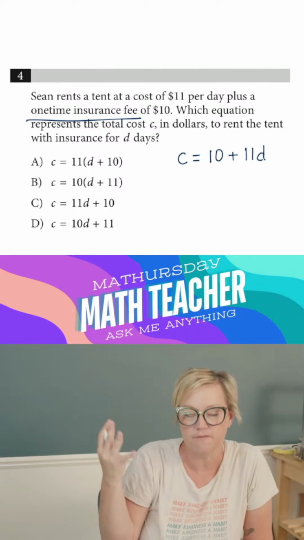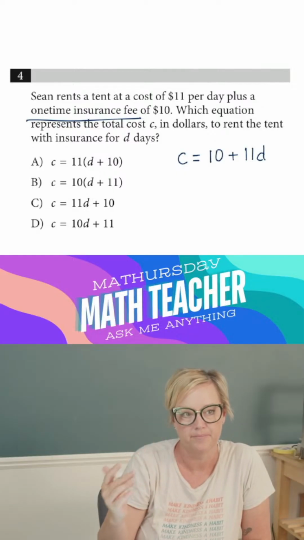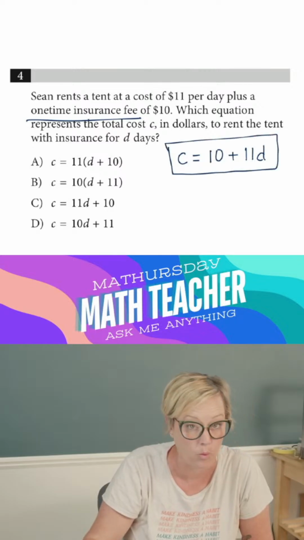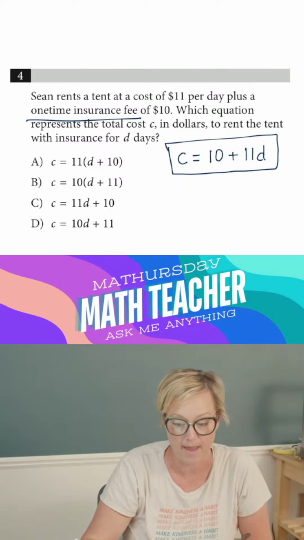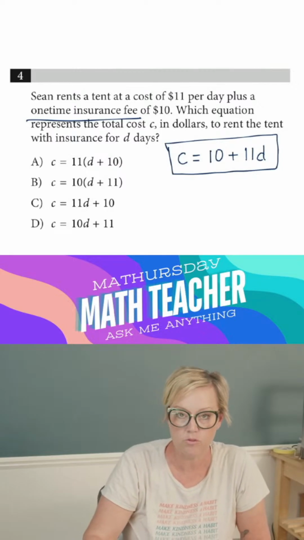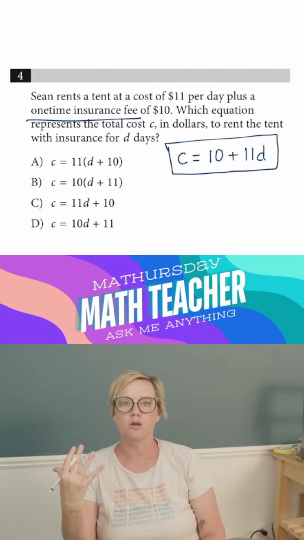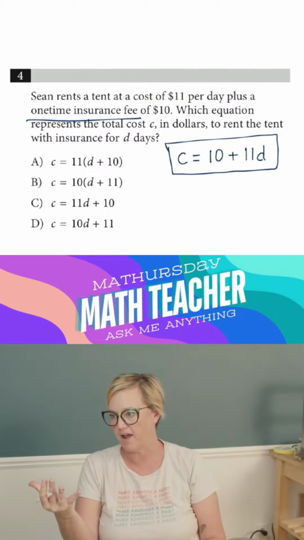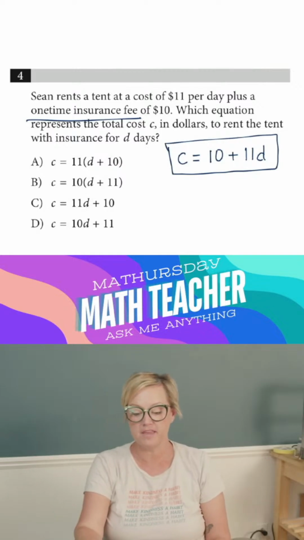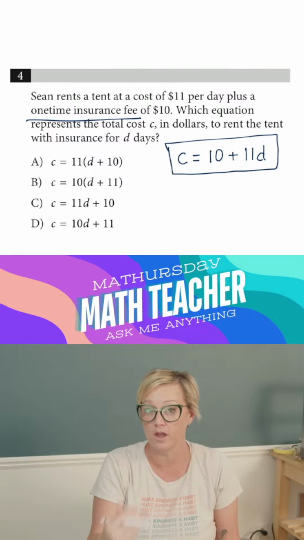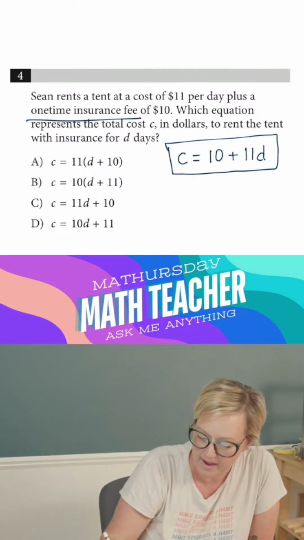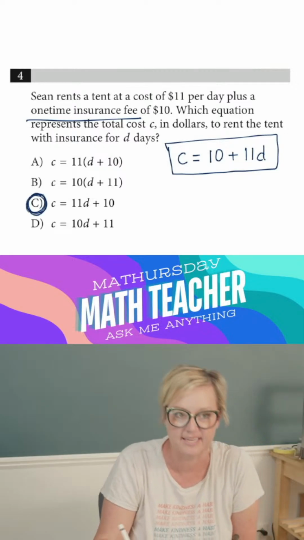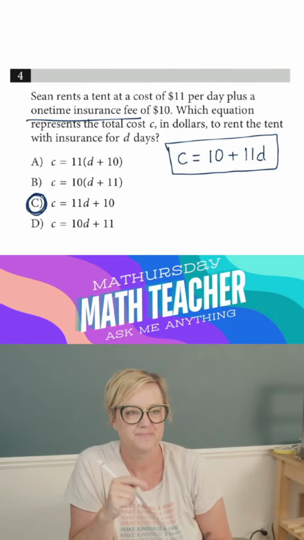So this is 2 different ways of solving the same problem, okay? I just wrote the equation and then I'm going to find the one that matches up. Or I can think about this and logic through it, right? Well, how much would it be if I rented it for 4 days? How much would it be if I rented it for 5 days? Then see which one of these equations is going to match up with what you know to be true, okay? And so in this case, we've got 11D plus 10, so our answer is C, okay?